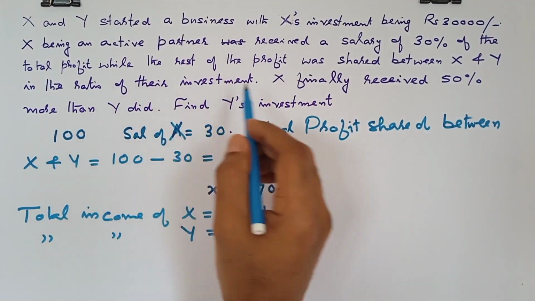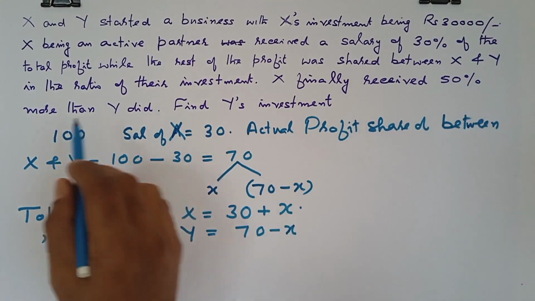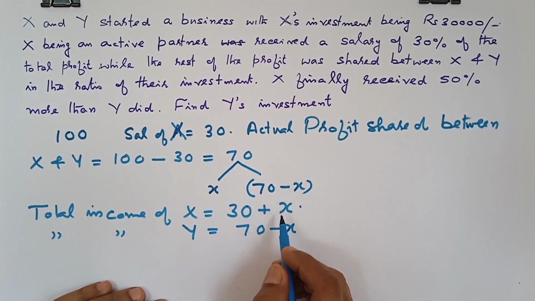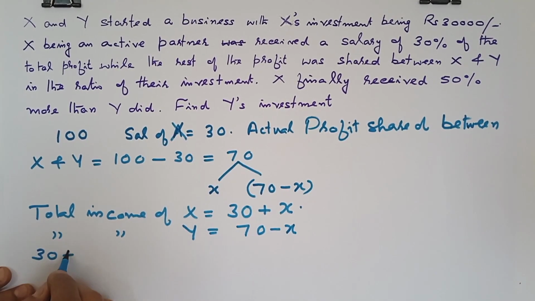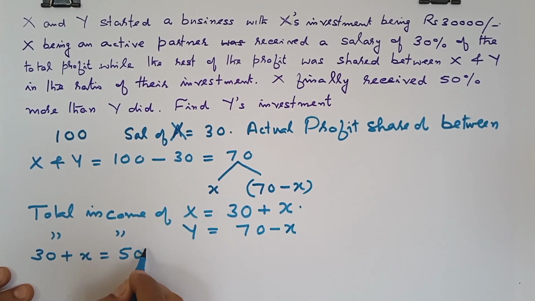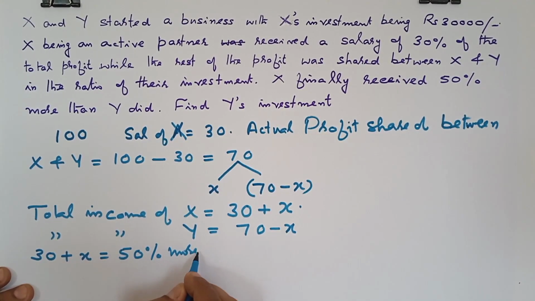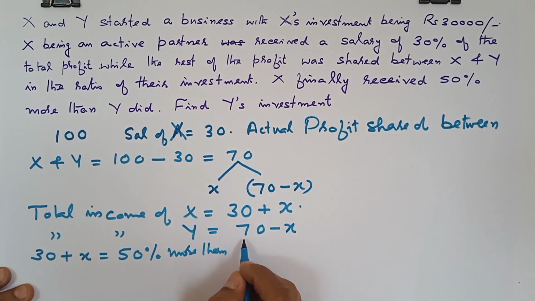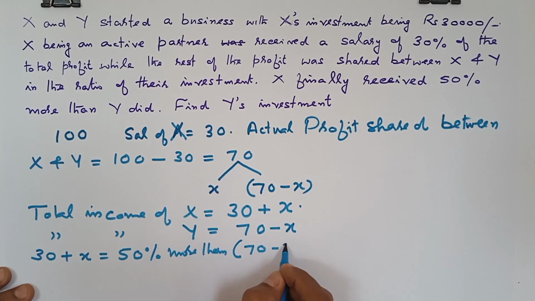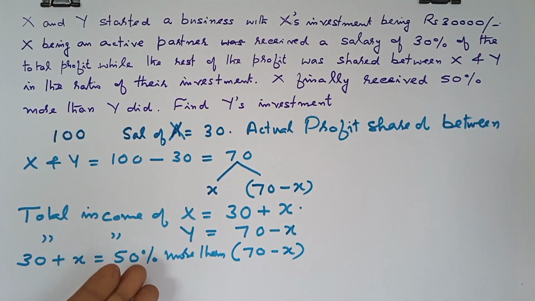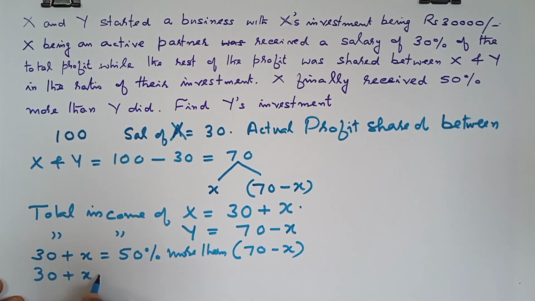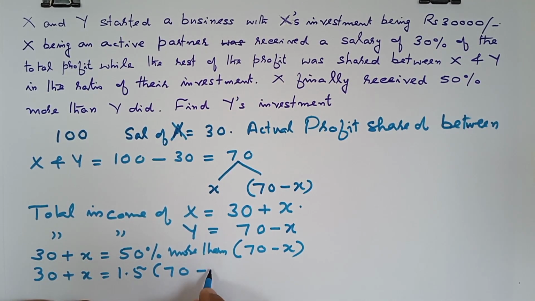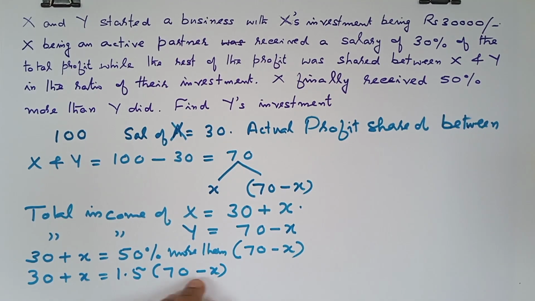Now there is a relationship between these two. What is that? X finally, they say, received 50% more than Y did. So this is what X received: 30 plus x. This is 50% more than what? This one: 70 minus x. If one quantity is 50% more than the other quantity, you can write it as 30 plus x equal to 1.5 times the other one, using the simple idea of percentage.